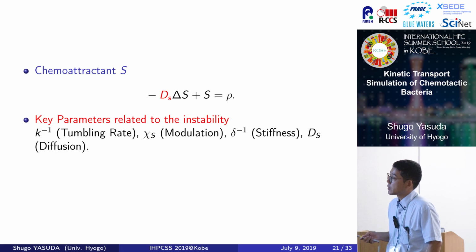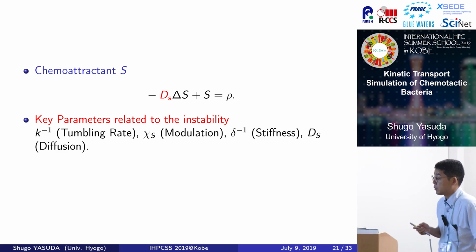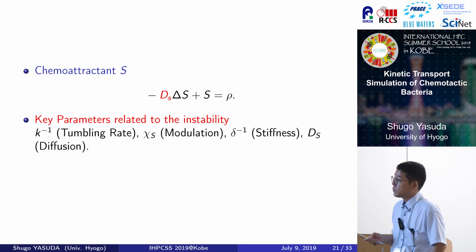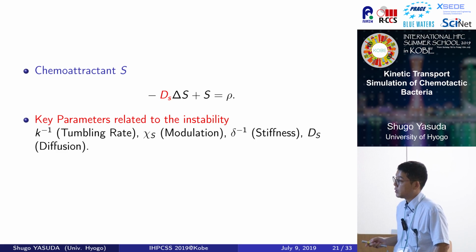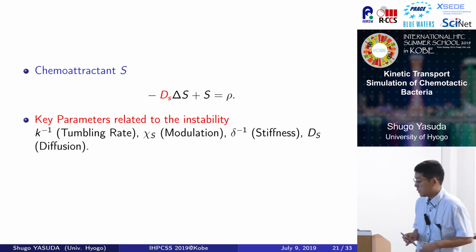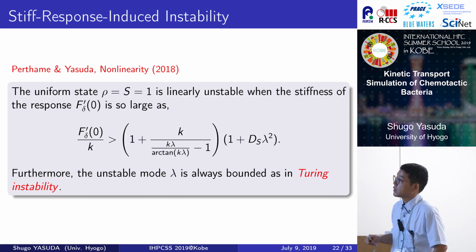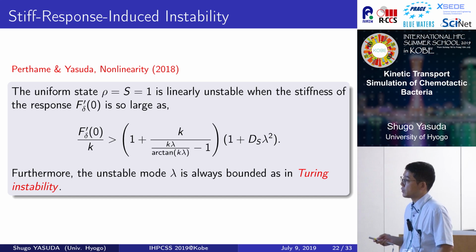And we couple this chemoattractant equation and the kinetic chemotaxis equation. Now the important parameters related to instability, related to the pattern formation, are the mean tumbling rate of bacteria, the modulation amplitude, the stiffness of the response, and the molecular diffusion coefficient. And if we carry out the linear instability analysis, we can obtain this instability condition.